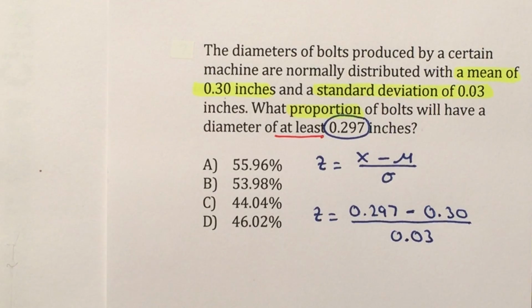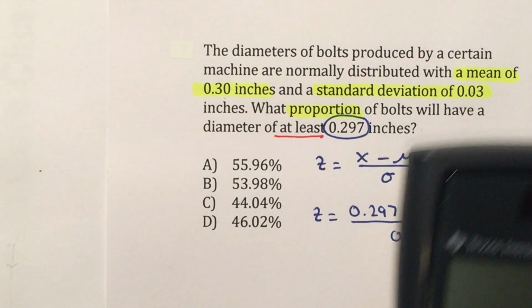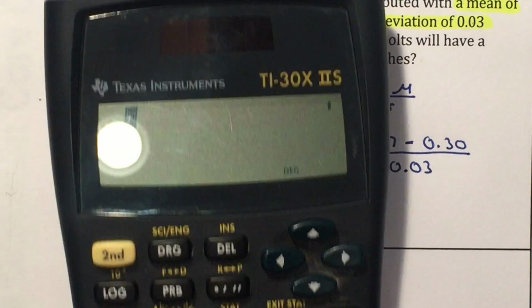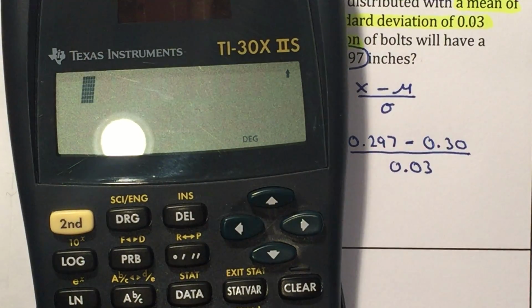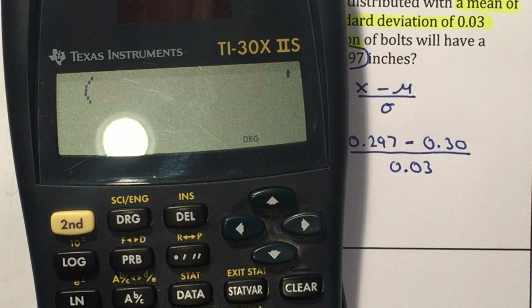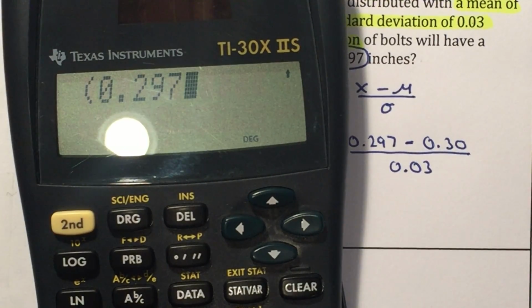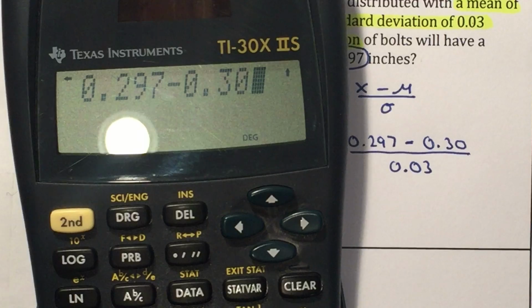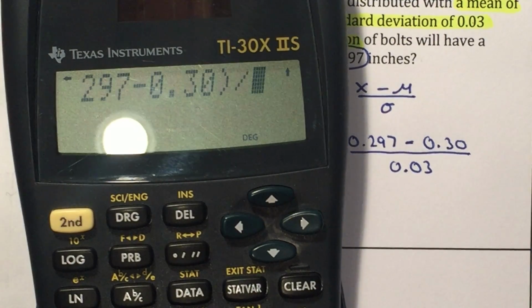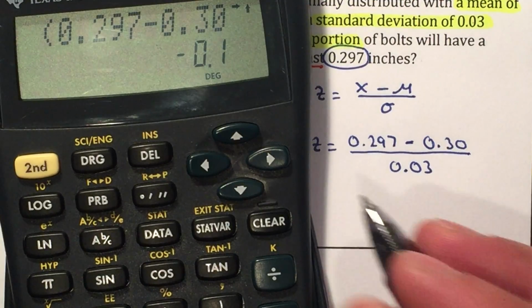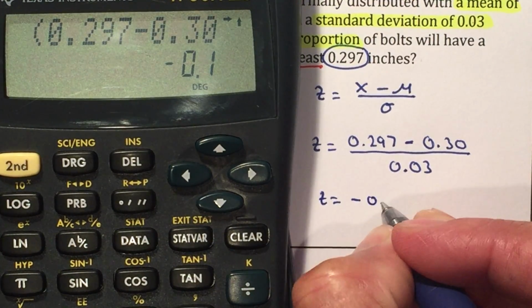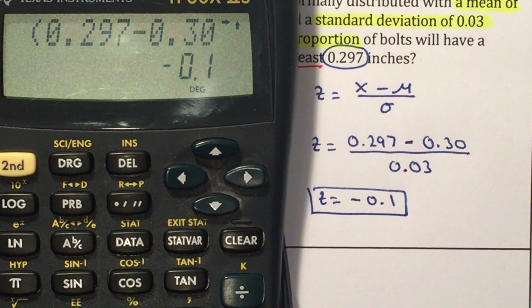And I'm going to type into my calculator. Now, if your calculator has a fraction bar, go and use the fraction bar, might be easier. In this case, mine doesn't have a fraction bar, so I'm going to have to be careful. I can either do it in 2 steps, or if I want to do it in 1 step, I want to make sure that I use my parentheses. 0.297 minus 0.30, then close my parentheses, divided by 0.03. If you're not using your parentheses, you'll get the incorrect number. So in this case, my z value is negative 0.1. Now that I found my z value, I'm going to look it up on my chart.